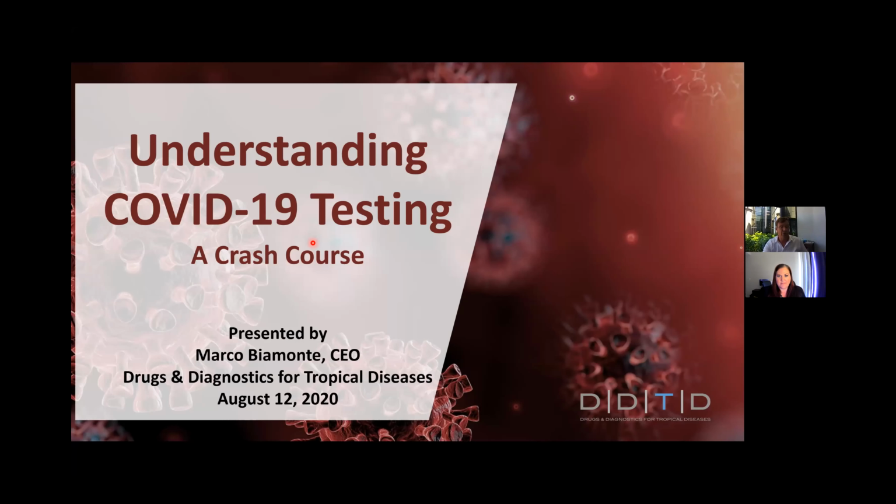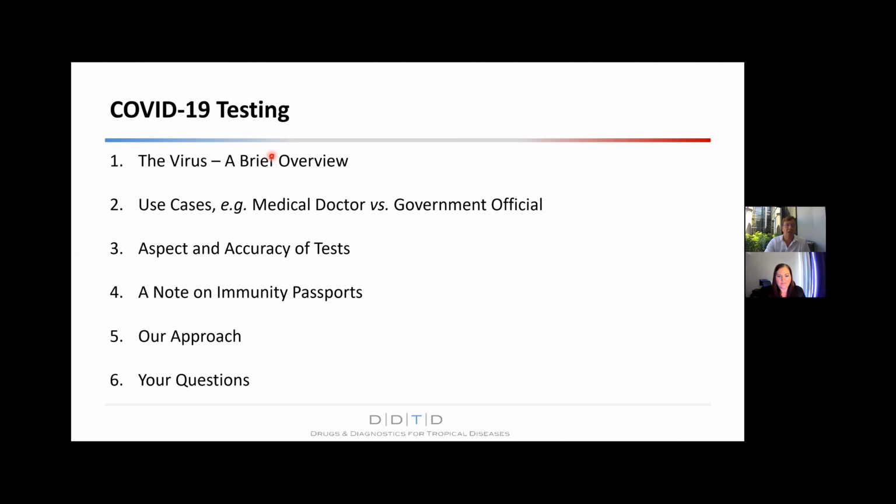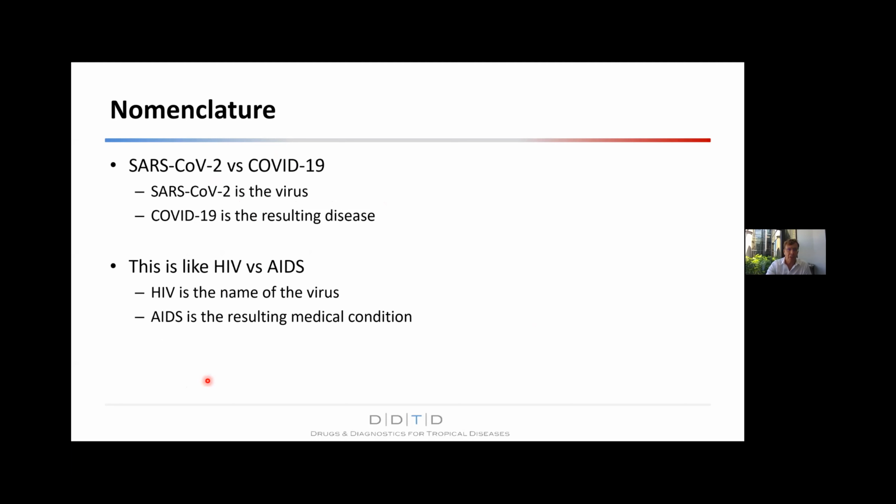One thing I'd like to do is to start with, wait a minute, let me see now why my controls seem to have frozen. I'd like to be able to give you a brief overview of the virus, and then discuss some of the use cases. How do the needs of a medical doctor differ from those of a government official? Then we'll look into the aspect and accuracy of the tests. I'd like to give you a quick note on immunity passports, and finally I'll describe our approach before trying to answer your questions. So let's start with some nomenclature.